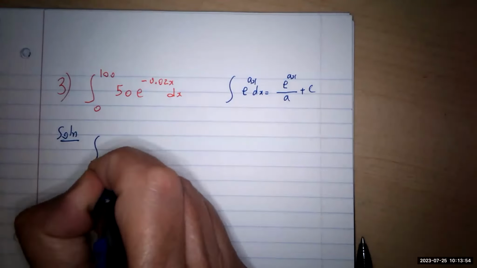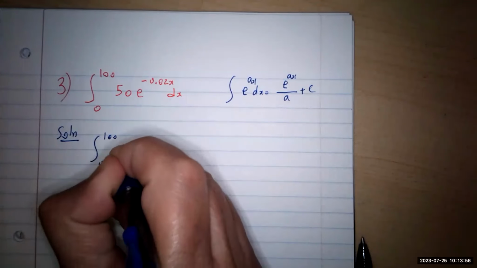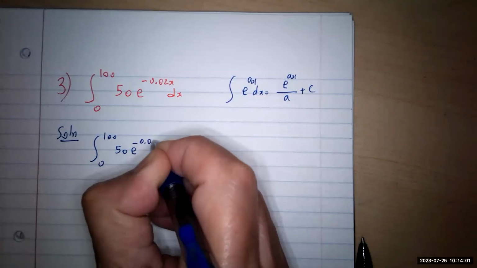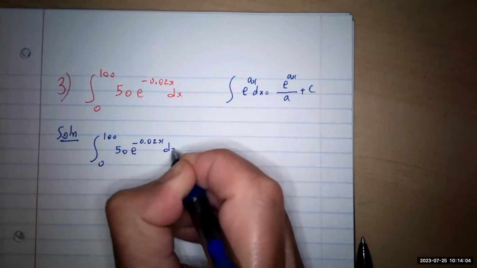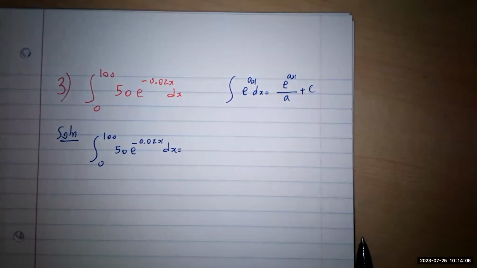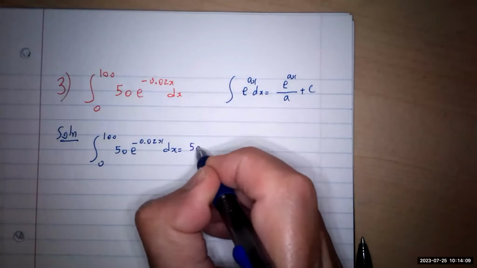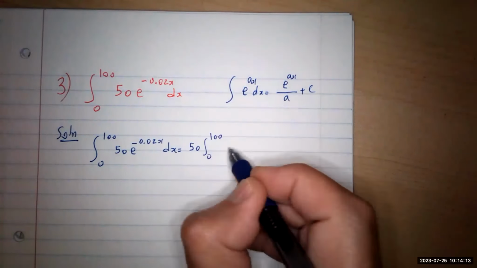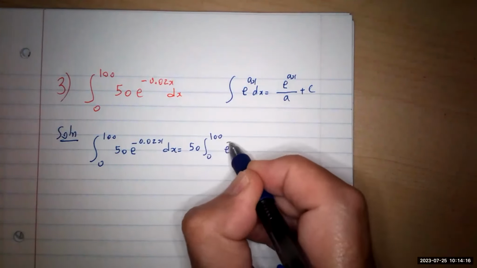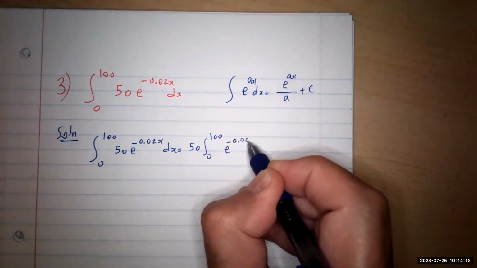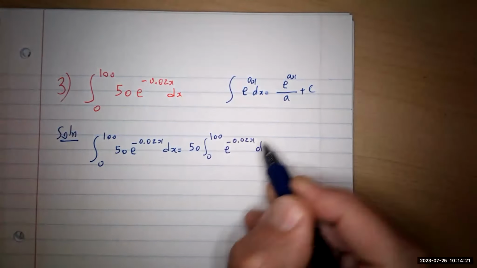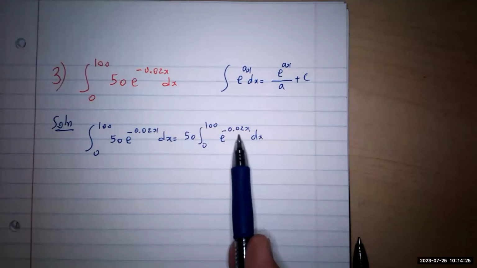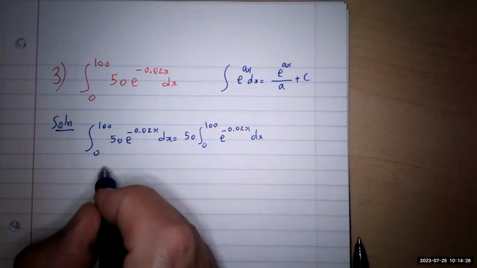So this is it: the integral from 0 to 100 of 50 e to the negative 0.02x dx. You can pull this number, 50, out to make room for your integration: 50 times the integral from 0 to 100 of e to the negative 0.02x dx. Okay, now use the formula. Because u prime is only negative 0.02, it's going to be 50.